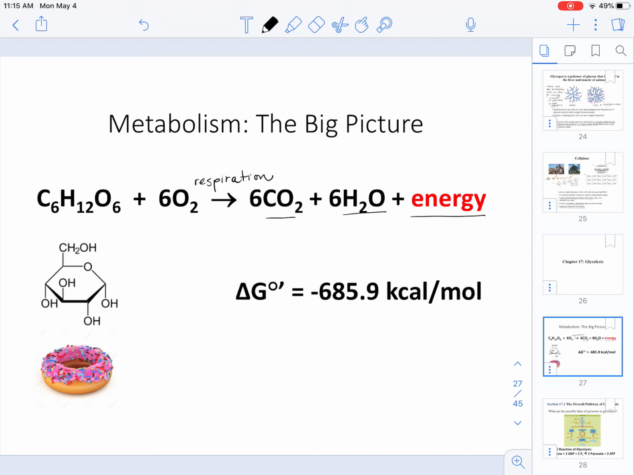That energy, as you can see, per mole of glucose is going to be negative 685.9 kilocalories. Now, this overall reaction, understand that it is a combustion reaction. But in biochemistry, this combustion reaction does not produce all the energy at once.